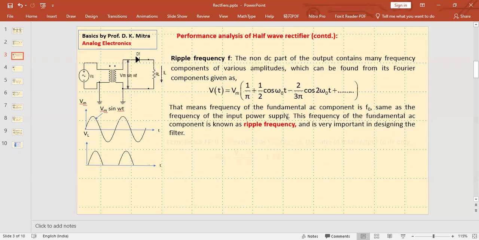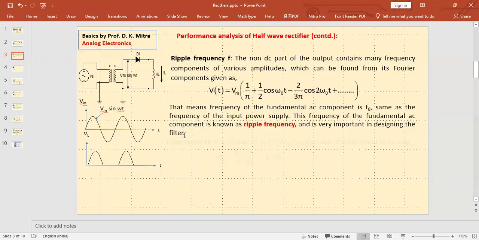That means if you use this rectifier with your domestic power supply 230 volt, which is a 50 hertz AC, then the fundamental frequency of the output will be also 50 hertz. This frequency of the fundamental AC component is known as a ripple frequency and is very important in designing the filter. Why it is so important?